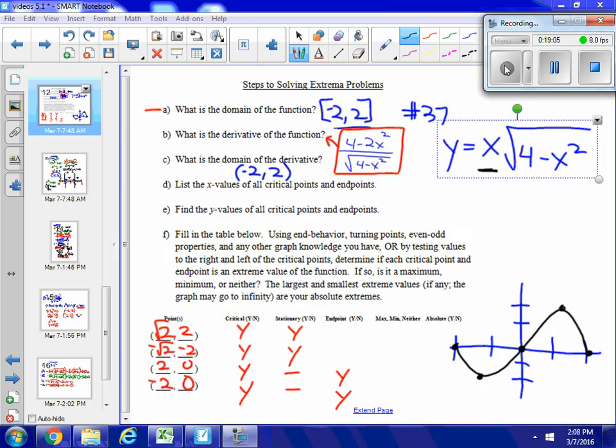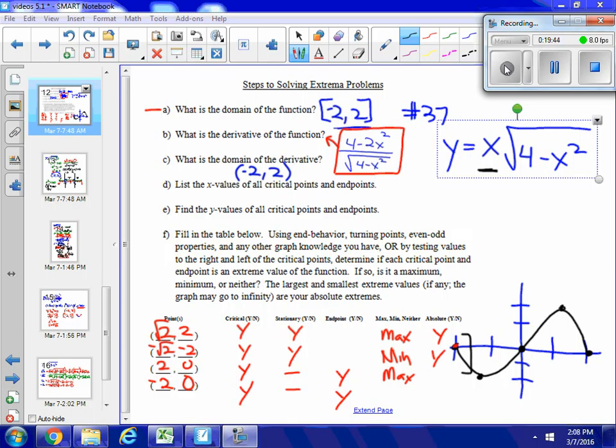And now I can see very clearly that my point radical 2, 2 is a max. And in fact, it is an absolute max. And my point negative radical 2, negative 2 is a min. And it is an absolute min. And I can also see that this right here, my point negative 2, 0, it is a maximum. But it is a relative maximum, say, for example, in that neighborhood right there.